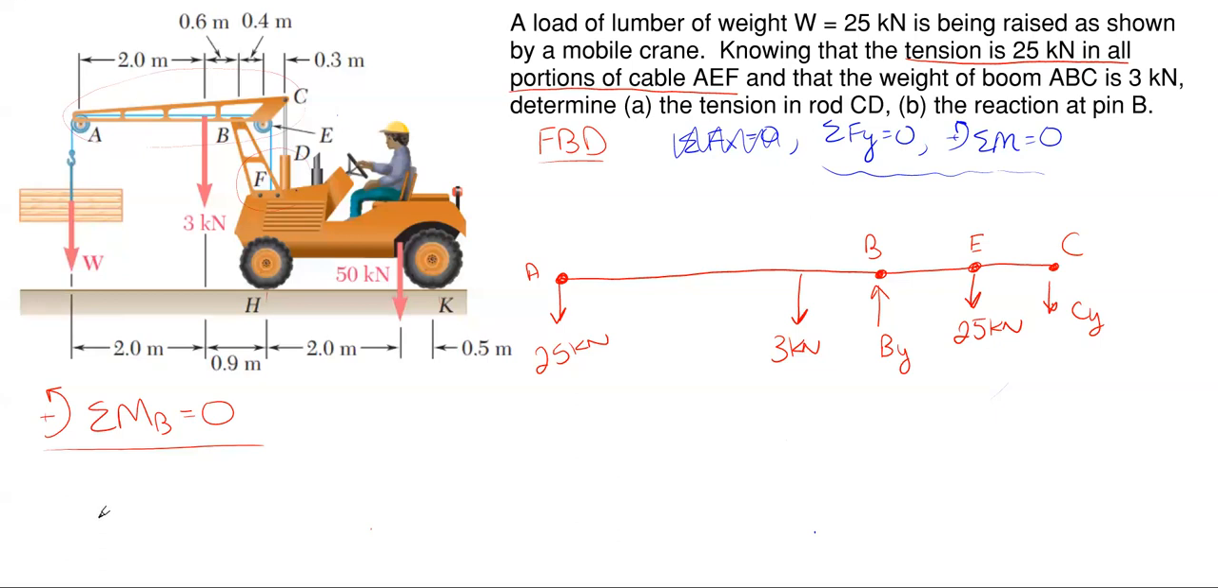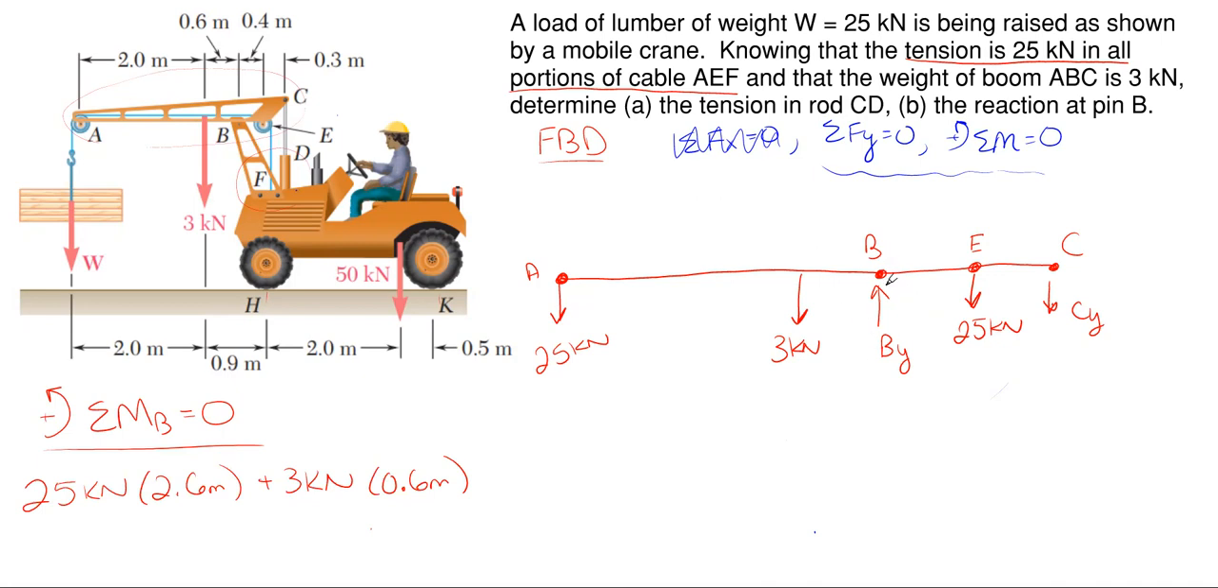So summing moments at point B, I would have my 25 kilonewtons at point A, and it would have a distance to point B of 2 plus 0.6, which is 2.6 meters. It will be rotating counterclockwise about B, so it is positive. Then I would have my 3 kilonewtons of force here from the self-weight. Its total distance to point B is 0.6 meters. It would also be positive since it is rotating counterclockwise about B.